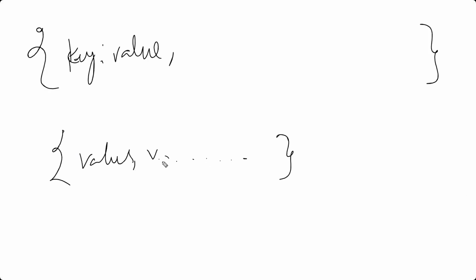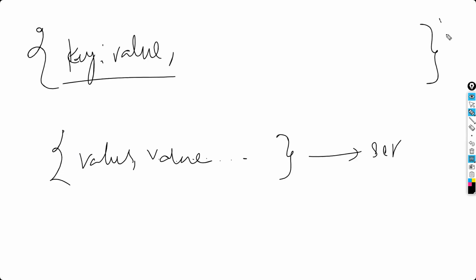If only values are there, it will be considered as a set. If you write key-value, it will be considered as a dictionary. If you take both combinations, it will throw an error. Only values means set, key and value means dictionary.